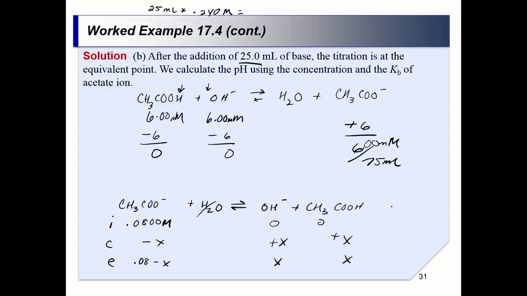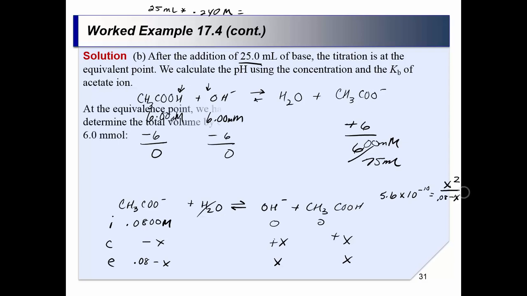Remember, Kb for your acetate ion is going to be 5.6 times 10 to the negative 10. We're going to put that equal to x squared over 0.08 minus x. We're going to simplify because our initial concentration is more than 1,000 times greater than our Kb value. So I can solve for x, and in this case, I get an x value equal to 6.7 times 10 to the negative 6 capital M.